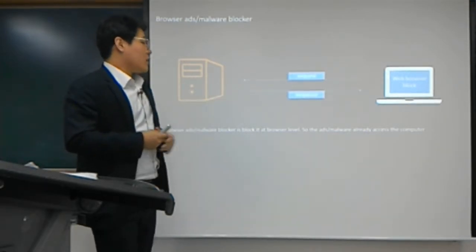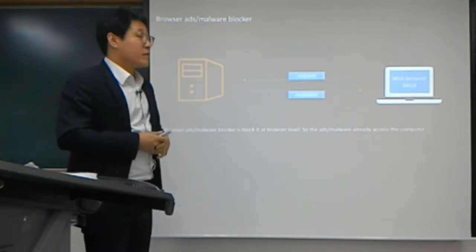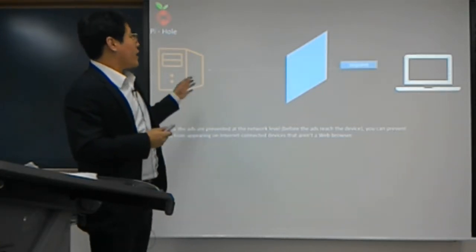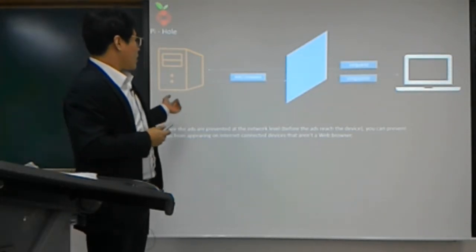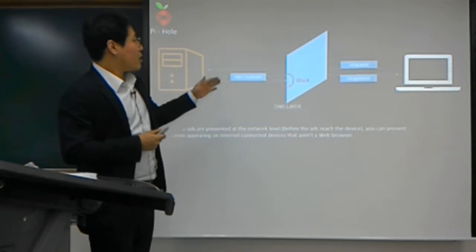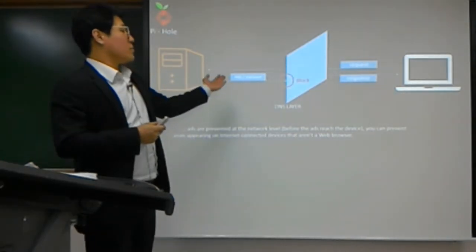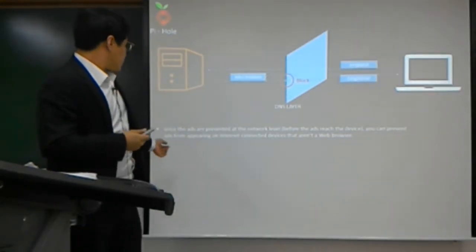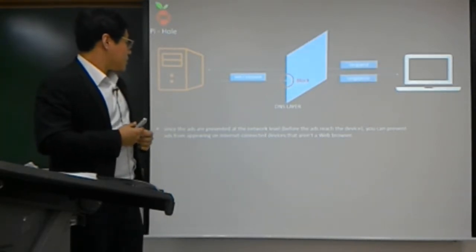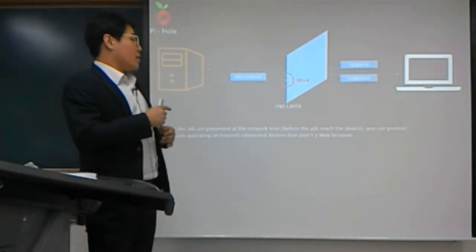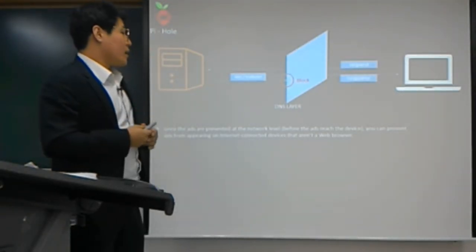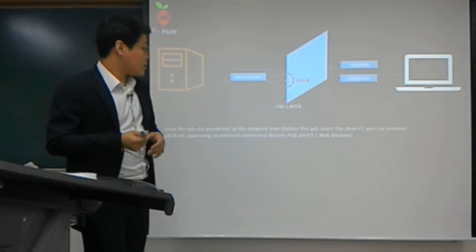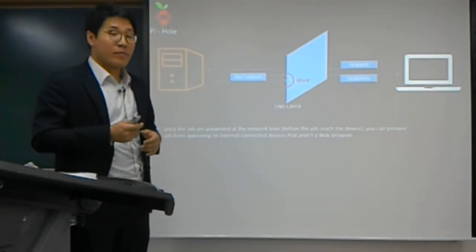So malware has already accessed my computer. But this is Pi-hole. When my device requests something from a server, the ads and malware are blocked on the DNS layer, and then the response, the data we want, comes to my device. Since the ads are prevented at the network level, before the ads reach my device, we can prevent ads or malware from appearing on internet-connected devices that aren't a web browser.